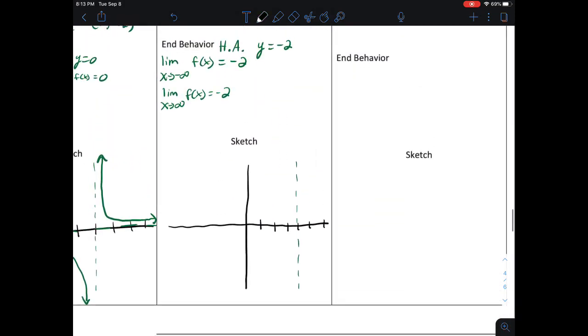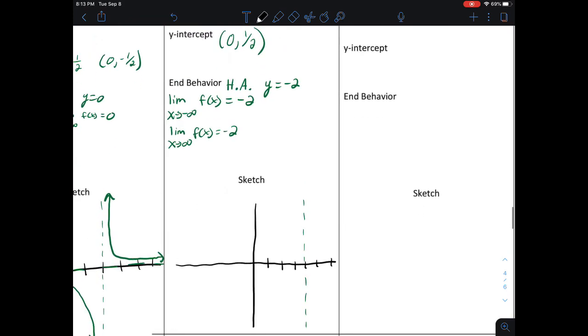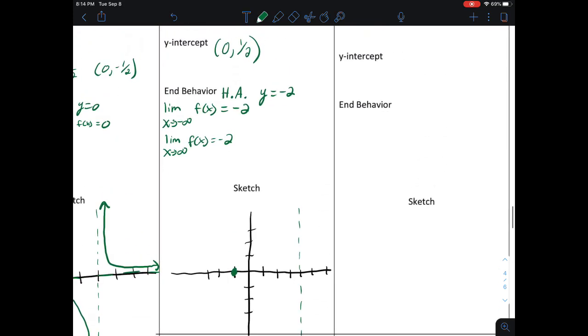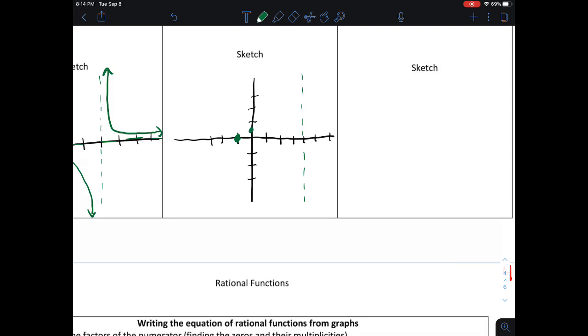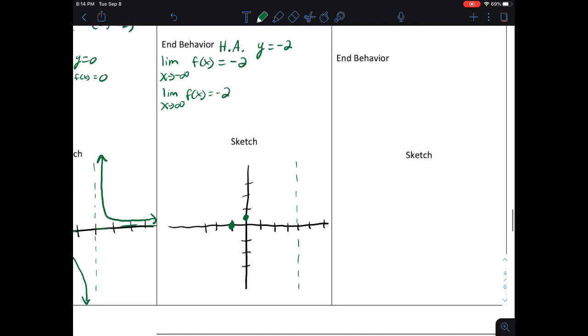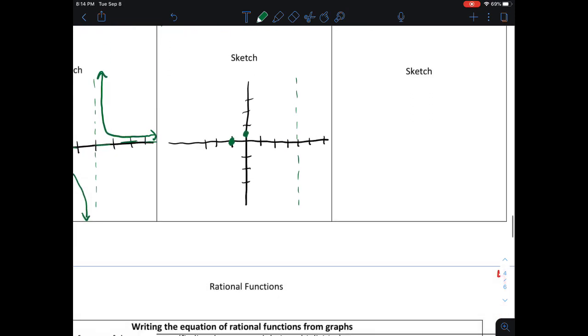Now, we got the vertical asymptote in there. Let's do our intercepts. I got one at negative 1. All right, and I have a y-intercept at positive 1/2. So I got 2 dots there. We have a horizontal asymptote at y equals negative 2. So let me make an end behavior asymptote line of negative 2. And we're ready to start sketching.